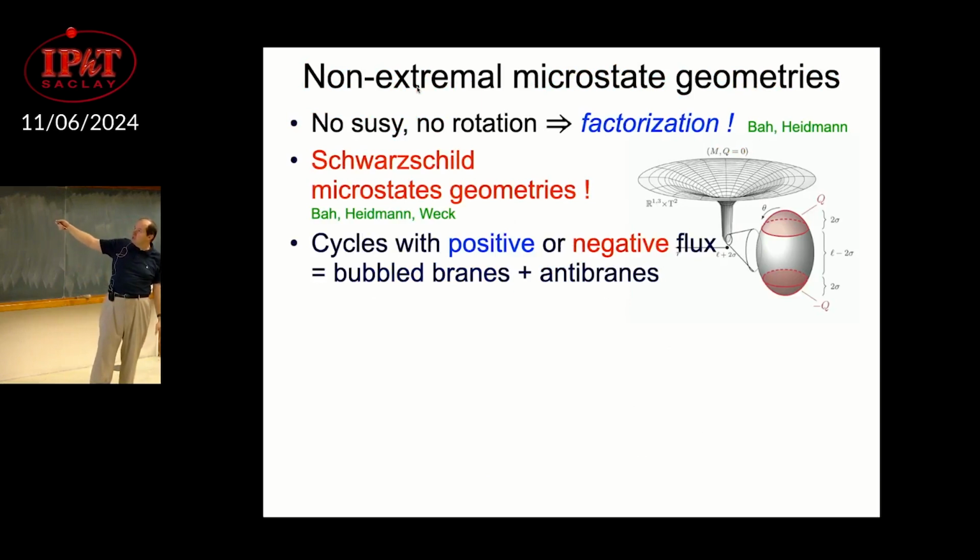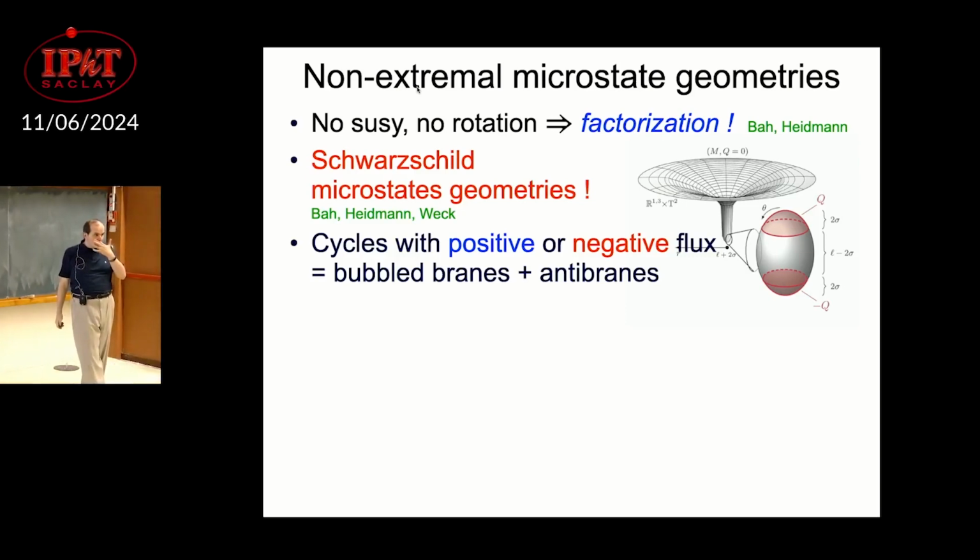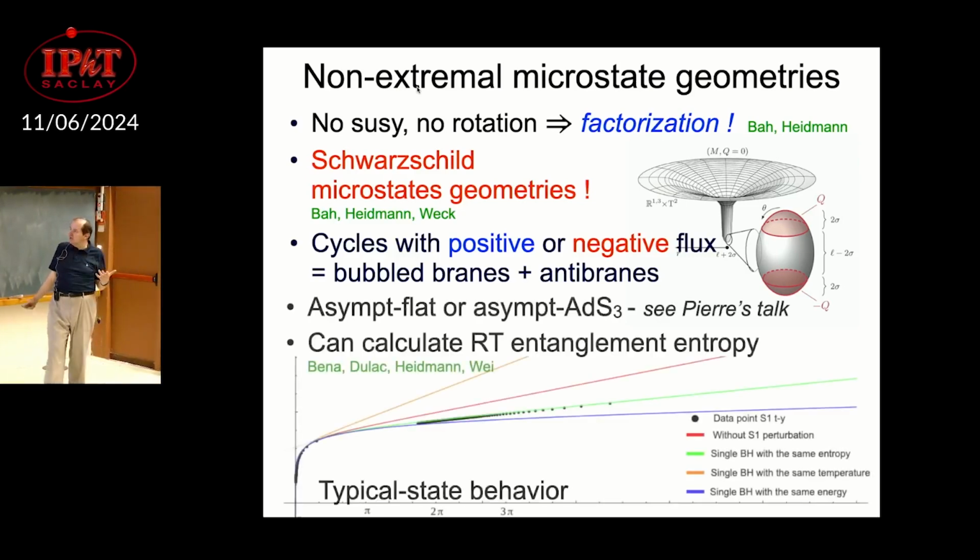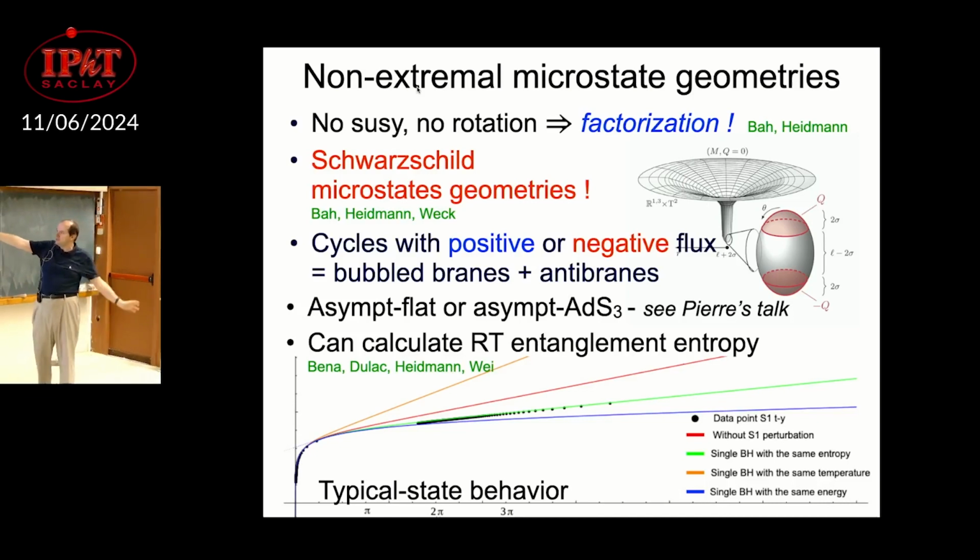Pierre recently has shown with Ibu that if you have no supersymmetry and no rotation, you can actually factorize the equation, so you can build Schwarzschild microstate geometries, which look like bubbles, which have positive and negative flux. Those things, you can actually show that they're really bubbled branes and anti-branes. They really have this brane anti-brane structure. These solutions, you can build asymptotically flat ones, asymptotically AdS3 ones. Pierre is going to talk about them.